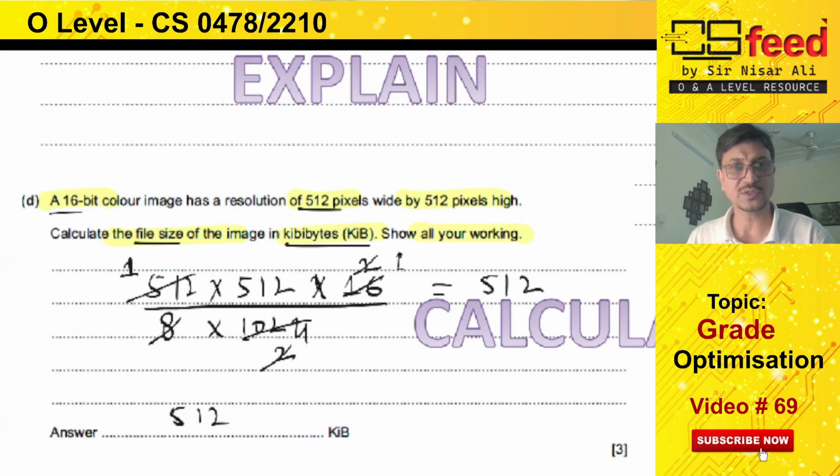All right. So there is no need to first calculate 512 multiplied by 512, then multiply by 16 to get a very big number, and then divide by 8, then again divide by 1024. A very small question of just 3 marks would take the time that you need to spend for a question of 7 to 8 marks. All right, so use the efficient and smarter way of solving questions.